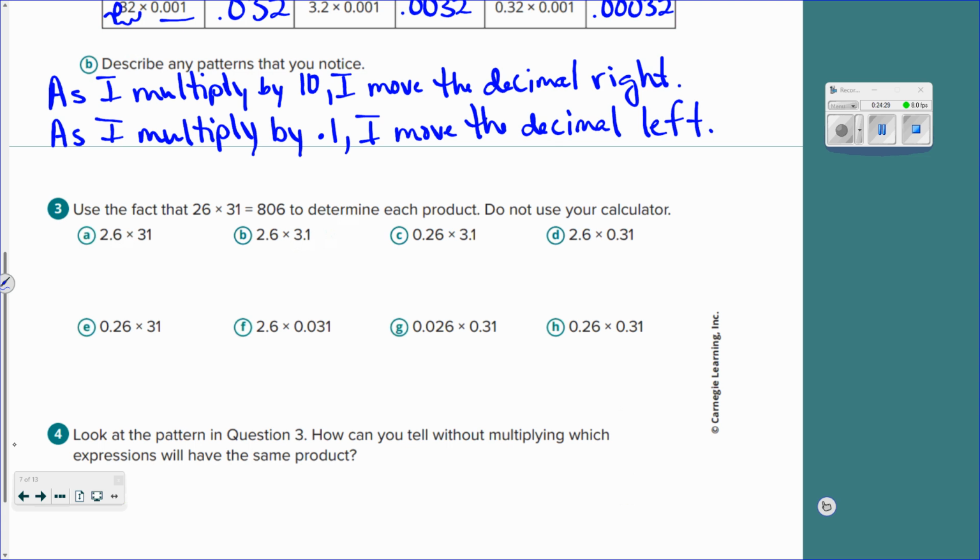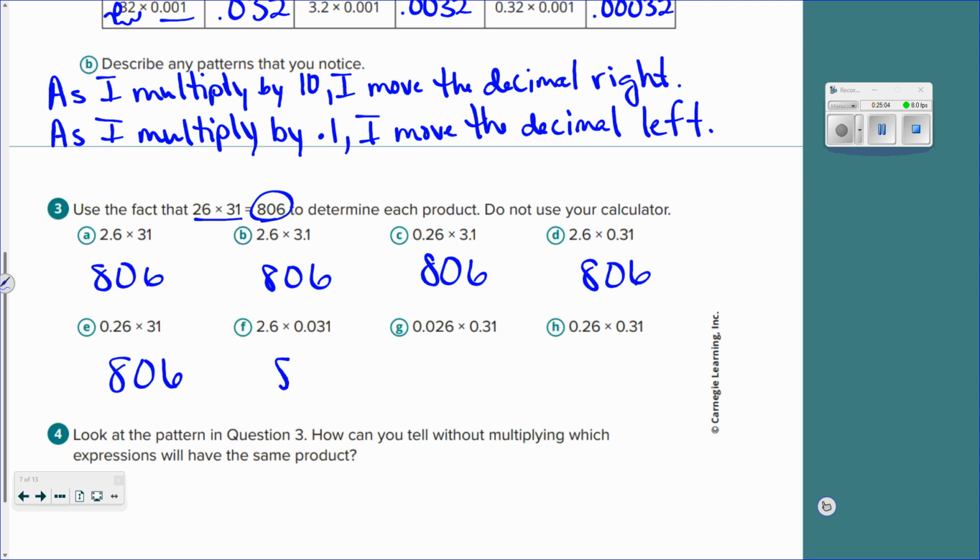So, now that you have that concept down, we're going to put this into place. I know from my fact families, 26 times 31 is 806. So I need to use what I've just learned about my decimals to help me place my decimals. I will give you a hint. The answer to every one of these problems is 806. Every one of them. Because when I multiply those two numbers, I'm going to get 806.